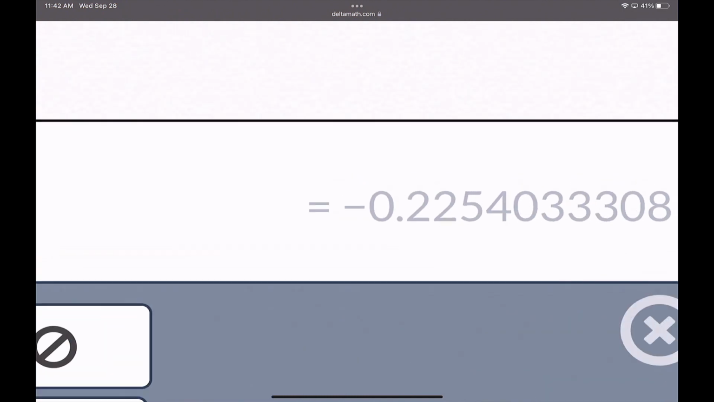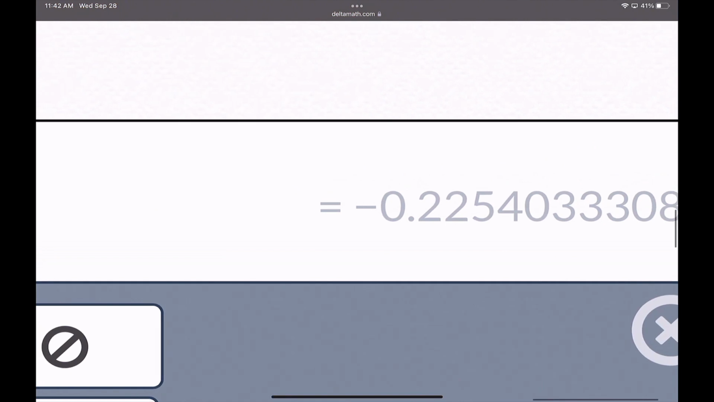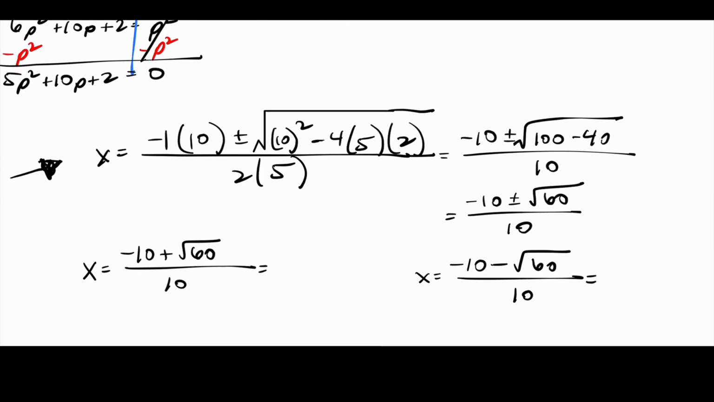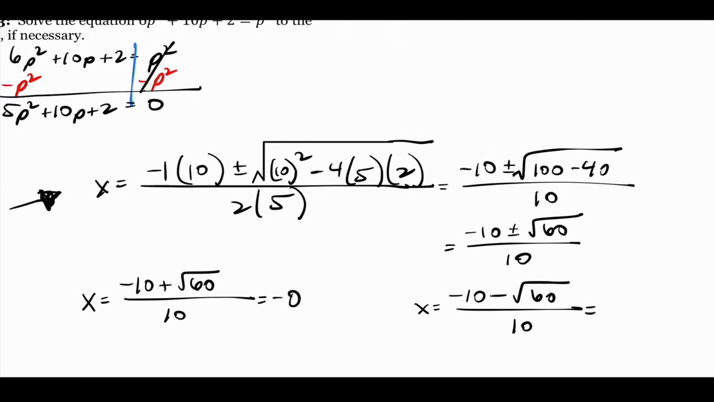Well, the first two, 0.2, that number is in the tenths. The 2 after it says stay where you're at. So my answer is going to be negative 0.2.